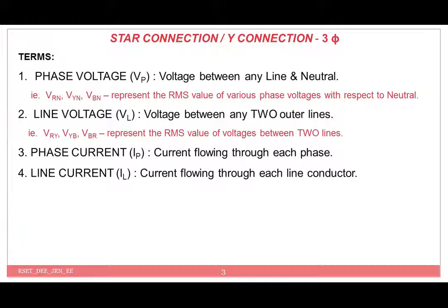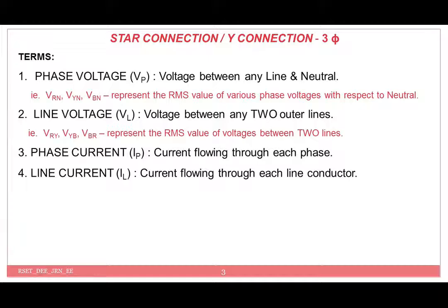So VP represents the phase voltage and VL represents the line voltage, and you already have studied line voltage is greater than phase voltage in your first year, and VL is equal to √3 times V phase, or else I can say that V phase is equal to VL divided by √3. That you have studied. Now you are having the current also.